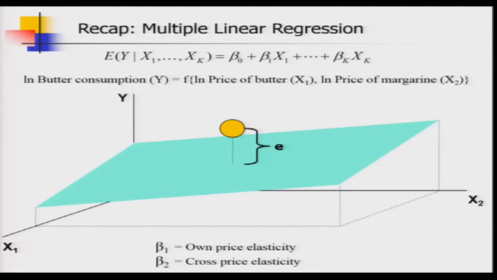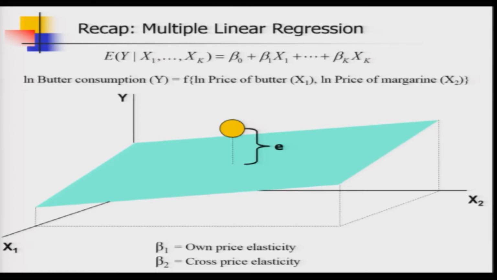So, here as we are dealing with a log model, the elasticities have a very nice interpretation, and the slope coefficients beta 1 and beta 2 can be called the elasticity. And here if you look at the diagram again, beta 1 actually gives me own price elasticity. That means if there is a 1% change in the price of butter, how many percent of change in butter consumption am I going to expect.